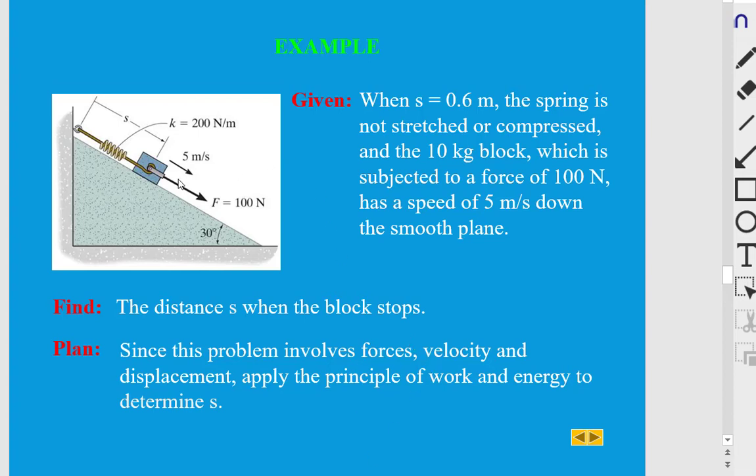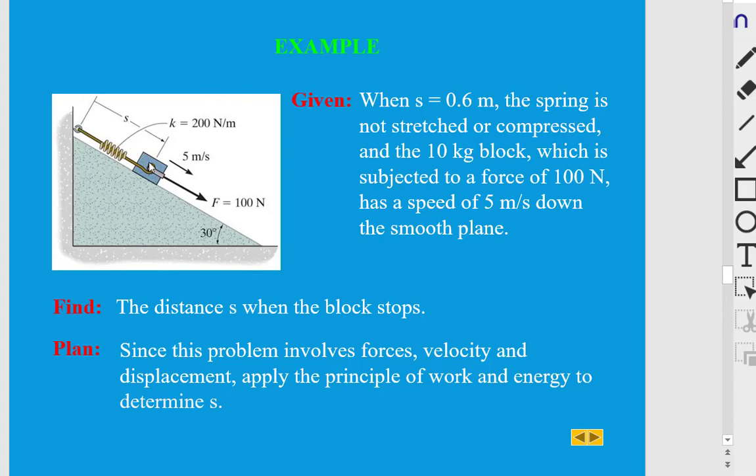We have an object attached to a spring. Initially, at this instant, which we'll call state 1, the spring is unstretched, meaning there are no external forces acting on the object by the spring. So there's no force Fs in that state. At that instant, the only external force acting on this object is the 100 Newton force, and the velocity of the object is 5 meters per second.